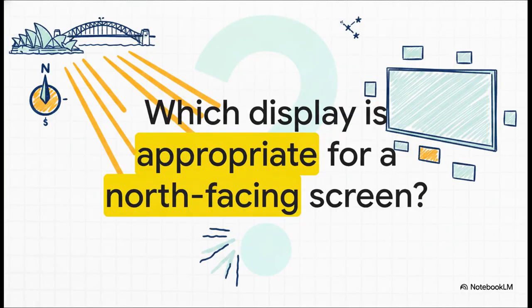Okay, let's actually put this knowledge to the test with a real-world scenario. Imagine you're managing a big project in Sydney, Australia. You need to install an outdoor LED screen facing north, which, remember, in the southern hemisphere means it is pointing directly into the intense daytime sun. If you have 4 different display options with brightness levels ranging from 5,000 to 13,000 nits, which one of those is actually going to work in this harsh environment?